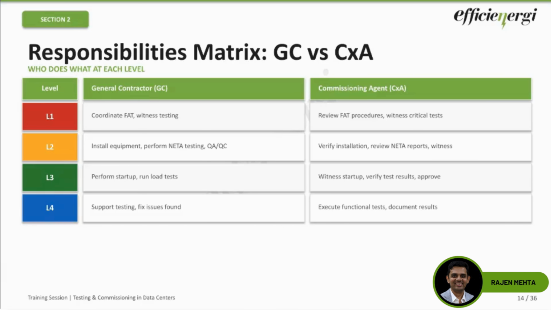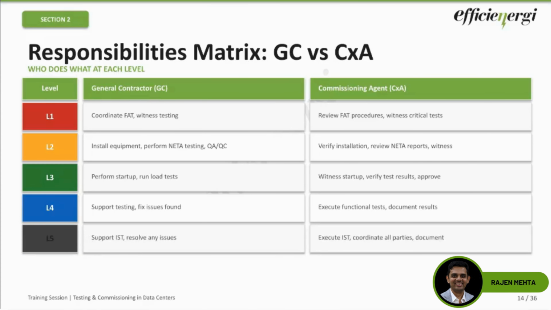L4: here, as I mentioned, the responsibility shifts from the GC to the CXA. The CXA is responsible for execution. Any issues which are found, the GC has to support by operating the equipment or resolving the issues. And the CXA will document all the results and he will approve the blue tag. And last is your IST. That's your L5. That's your white tag.